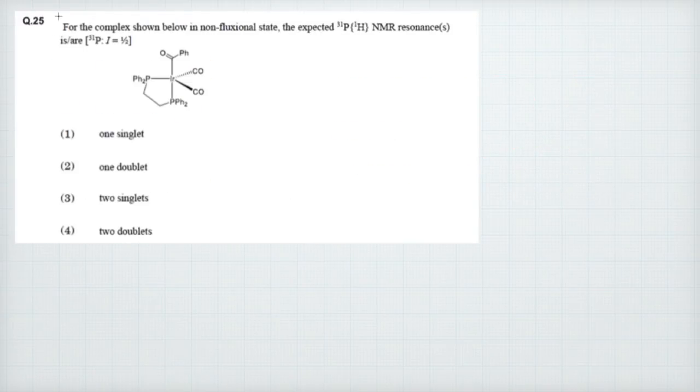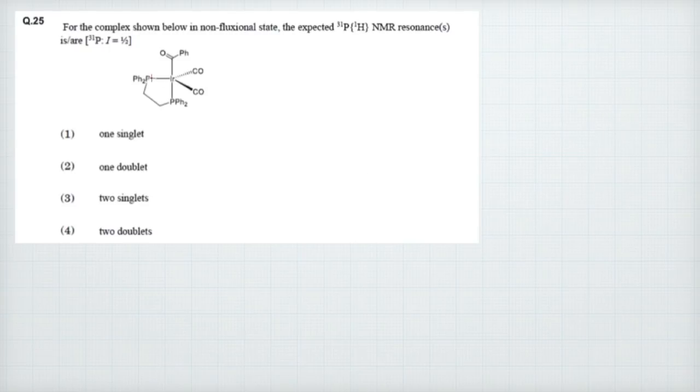All right, let's talk about this particular question. It says for a complex shown below in non-fluxional state, the expected 31P and decoupled proton NMR resonance. Okay, so this is phosphorus hydrogen decoupled NMR resonance, and it is given that the I value of phosphorus is 1 by 2. So if you look at the structure, how many types of phosphorus do we have? The first thing is to find out the number of phosphorus.